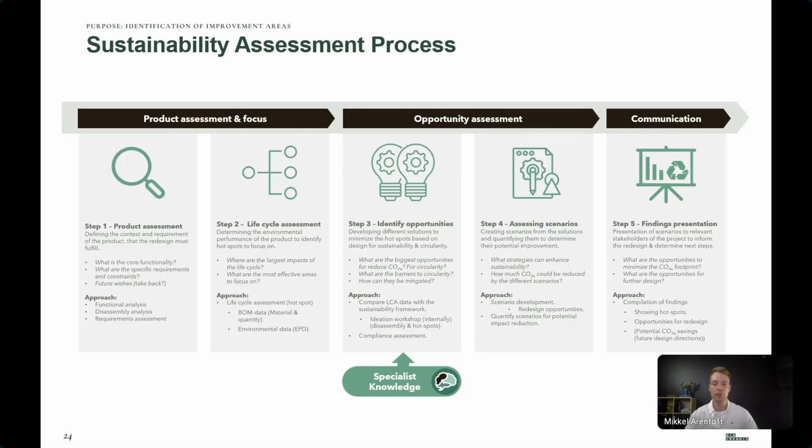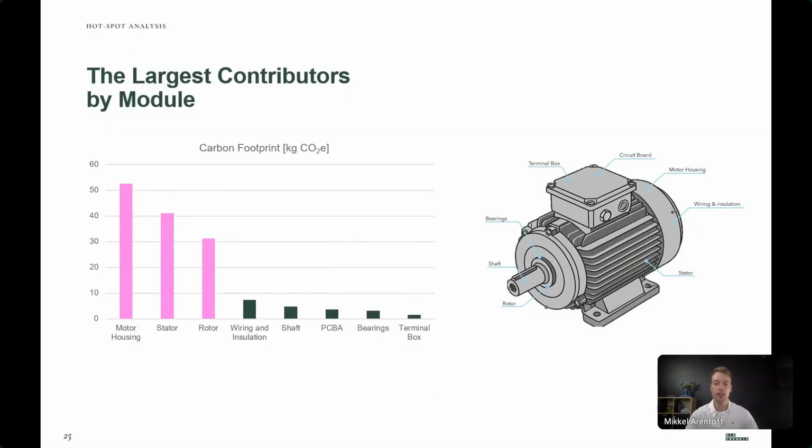So let's take an example of a simple hotspot analysis. In this example, we have a hotspot analysis of a generic industrial motor. If we look at the largest contributors to the carbon footprint by module, they are the motor housing, the stator, and also the rotor. Minimizing any of these, even by 10%, would decrease the overall impact by a lot more than focusing on, for example, the plastic in the terminal box and the top of the product.